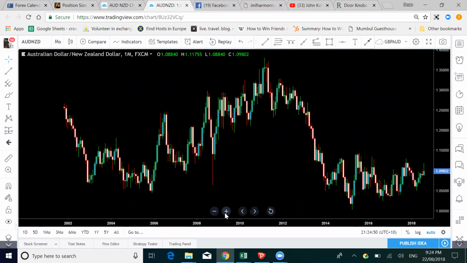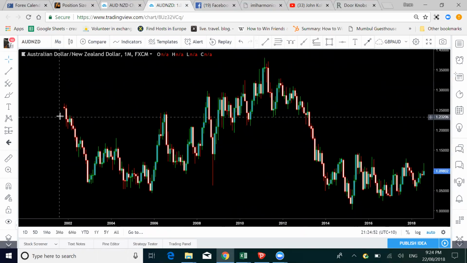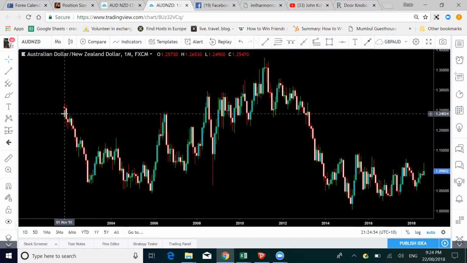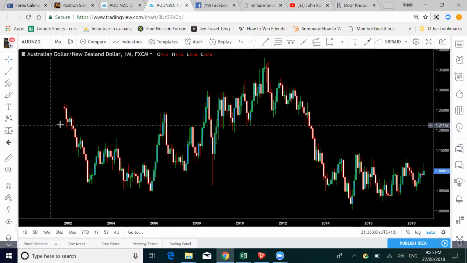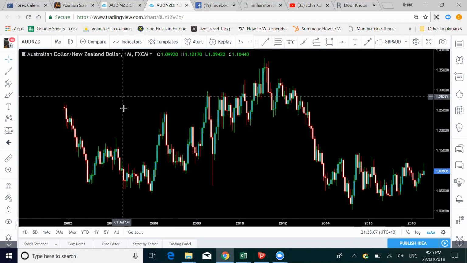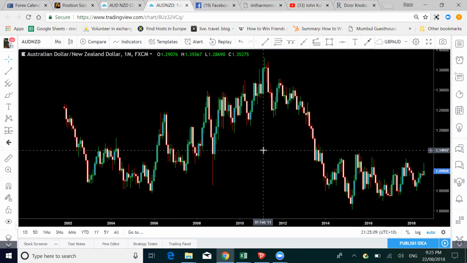Now for AUD NZD, it's only been trading since about mid-2001. November 2001 was when it got started. Some currencies will go back to the early 1990s, and obviously this one hasn't been trading that long, so there's not a lot of history with the currency pair. So that's all right, we start on a monthly chart, okay?